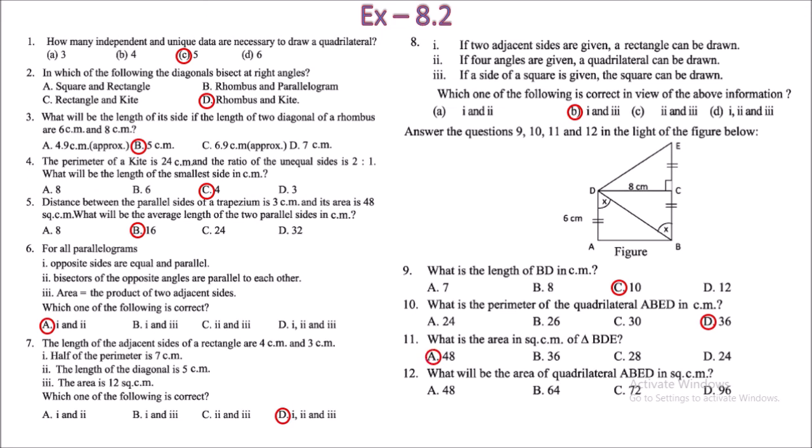So then what is the area of the quadrilateral ABED? If you find the area of CDE, half into base into height, base here CE equals 6, height equals 8 centimeter. So the area will be 24 square centimeter, and the area of this is 48 square centimeter. If you add them, that will be 72 square centimeter. That is the correct answer of this MCQ.